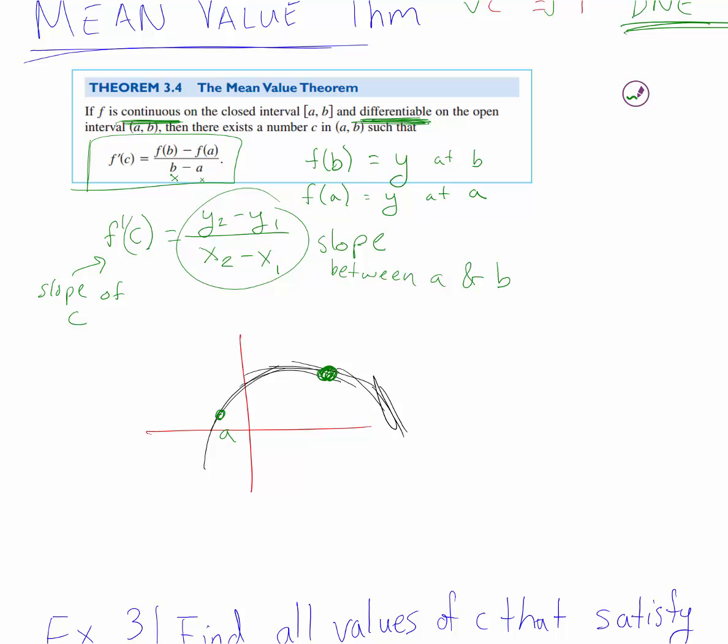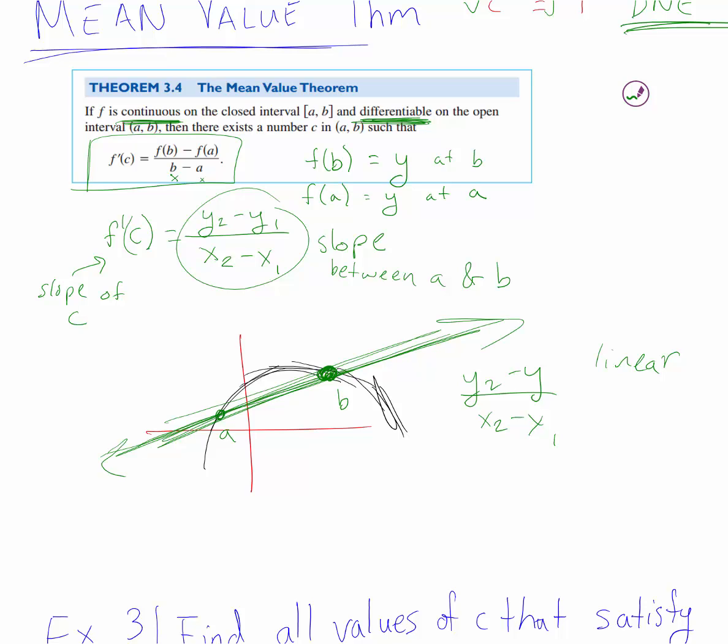So here's A, here's B. And remember, we had y2 minus y1 over x2 minus x1. That's the slope of the line in between A and B. Anytime you have a line that connects through 2 points on a curve, if you guys remember circles, a line that went through a circle, it's called a secant line. That's from geometry, but that's a secant. Just so you're aware of the terminology, that's a secant line.